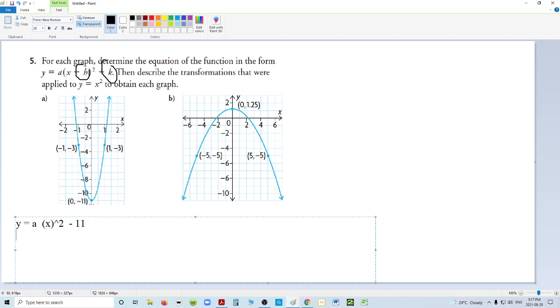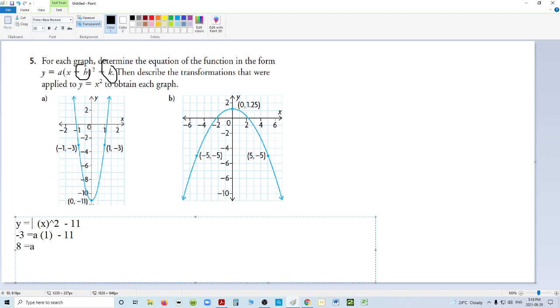And then to figure out the a, I just need any other point. It gives me (1, -3), so I'm going to use that. And what's 1 squared? It's just 1, minus 11, which means if I move that 11 to the other side, 8 is equal to a, which means I can just put 8 in here.